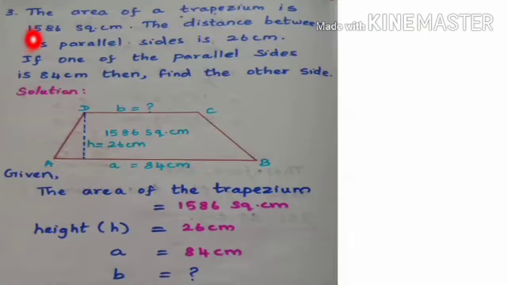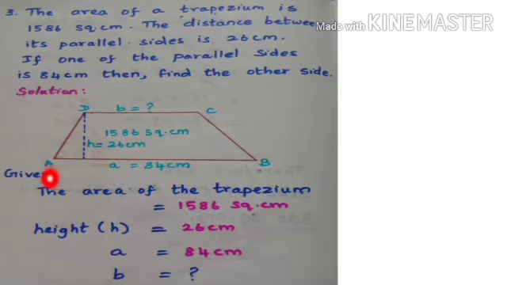Now let us see the third problem. The area of the trapezium is 1586 square centimeter. The distance between its parallel sides is 26 centimeter. That is the value of h. If one of the parallel sides is 84, here let it be a. a is 84 centimeter. Then find the other side. Here in this problem, they have given the area of the trapezium, the height of the trapezium and one value of the parallel side. We have to find the other side.